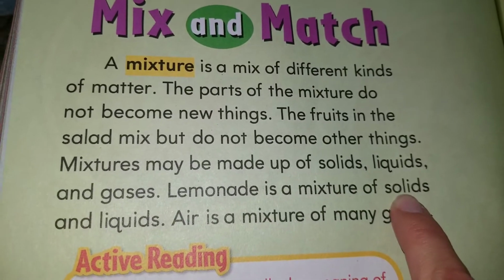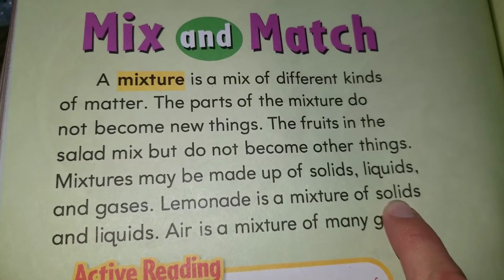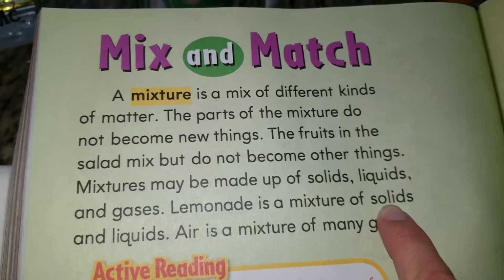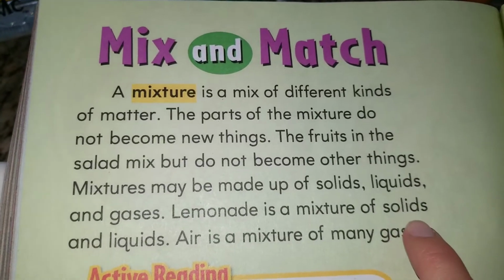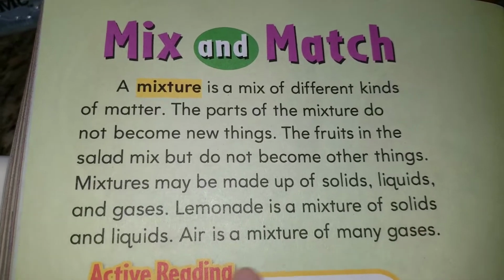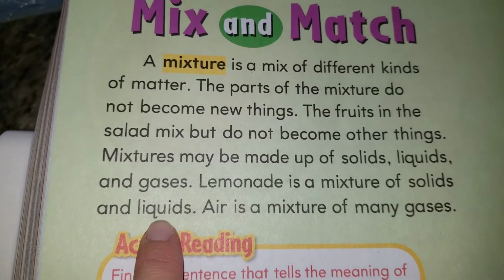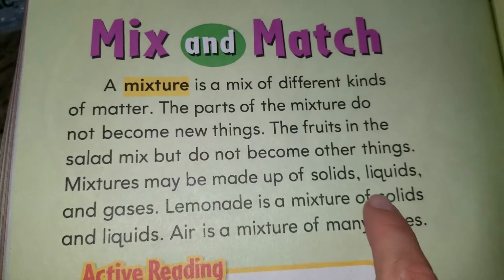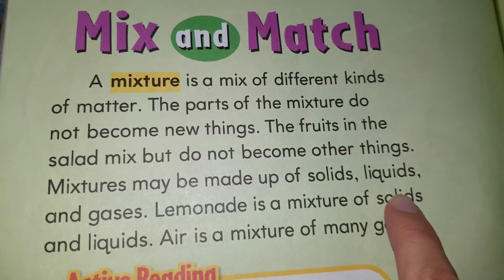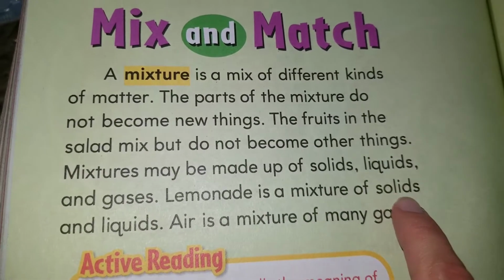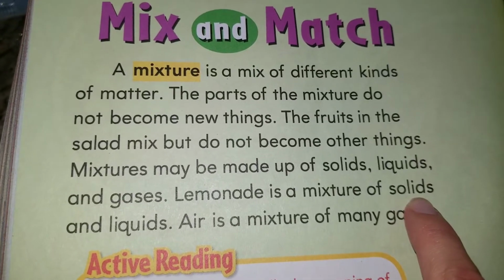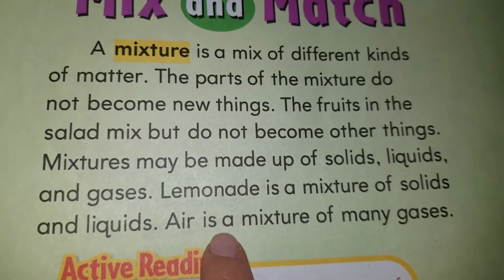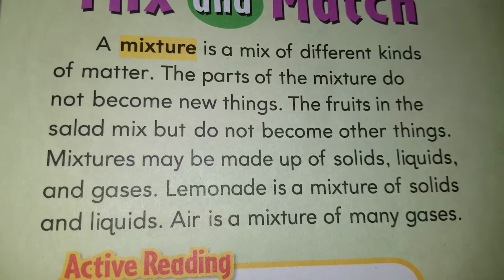What solids do we put into the lemonade to make it a lemonade? We put sugar, right? Sugar is a solid. And we need to put it into the lemonade to make it sweet. And the liquid part of the lemonade is the lemon juice and the water. Oh, and also if we want to make the lemonade cold, we also put ice, and ice is the solid form of water. And air is a mixture of many gases, the air that we breathe.